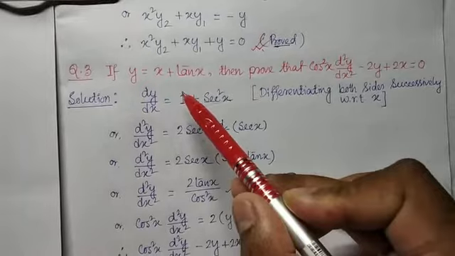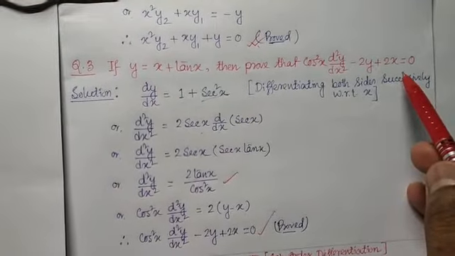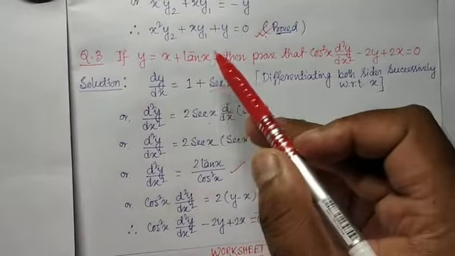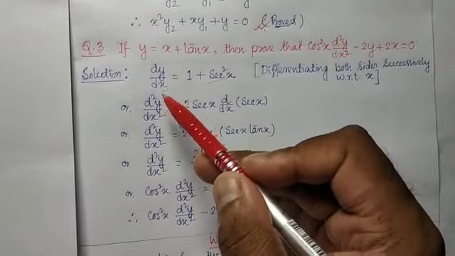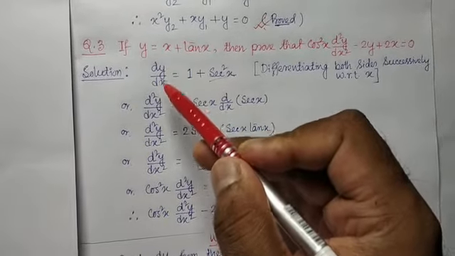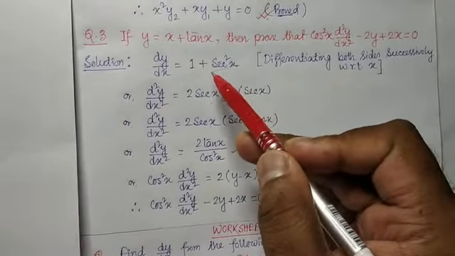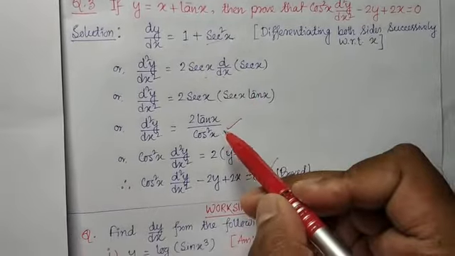Similarly see the second one: y equals x plus tan x, prove this one. So first dy/dx means differentiation of y: differentiation of x is 1, differentiation of tan x is sec squared x, the formula is there. For the second derivative, I have not written it, but differentiation of dy/dx is d2y/dx2. Similarly you have to differentiate the right hand side. So here first you have to apply the power rule and then the chain rule. So after simplification this is coming.